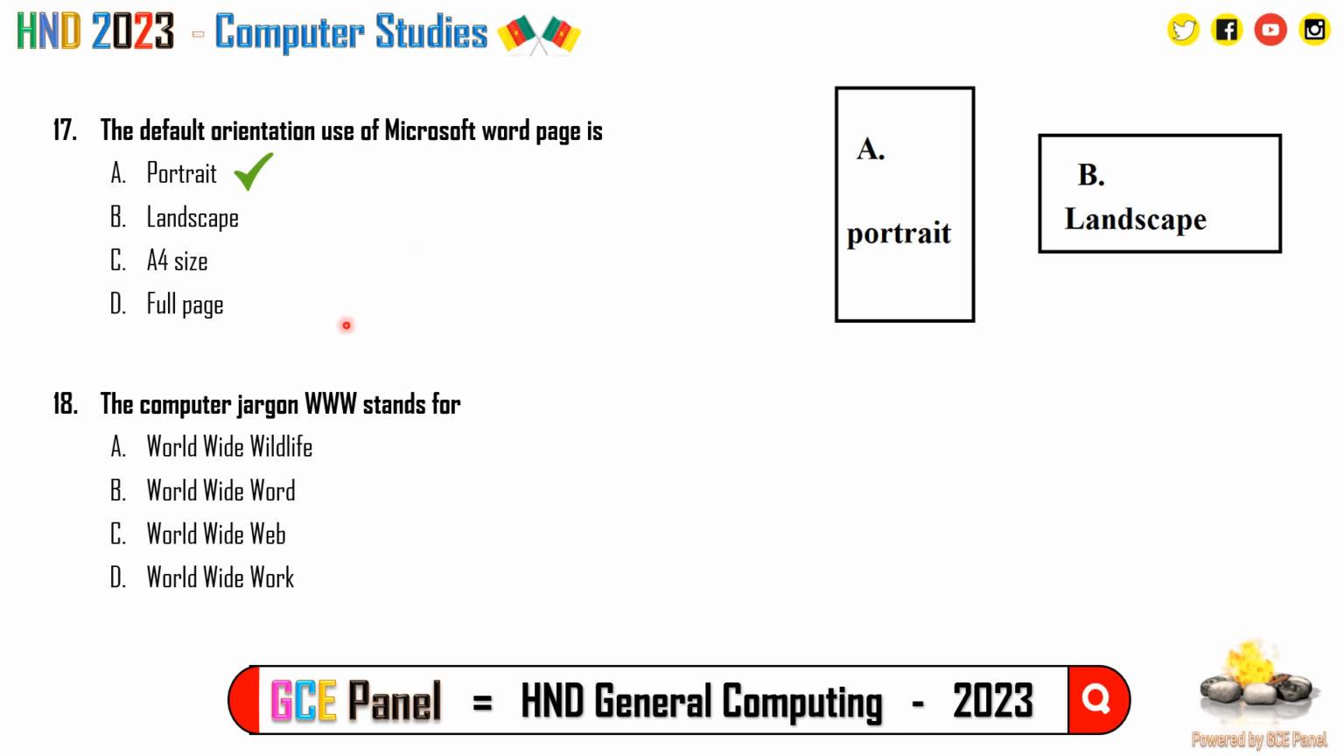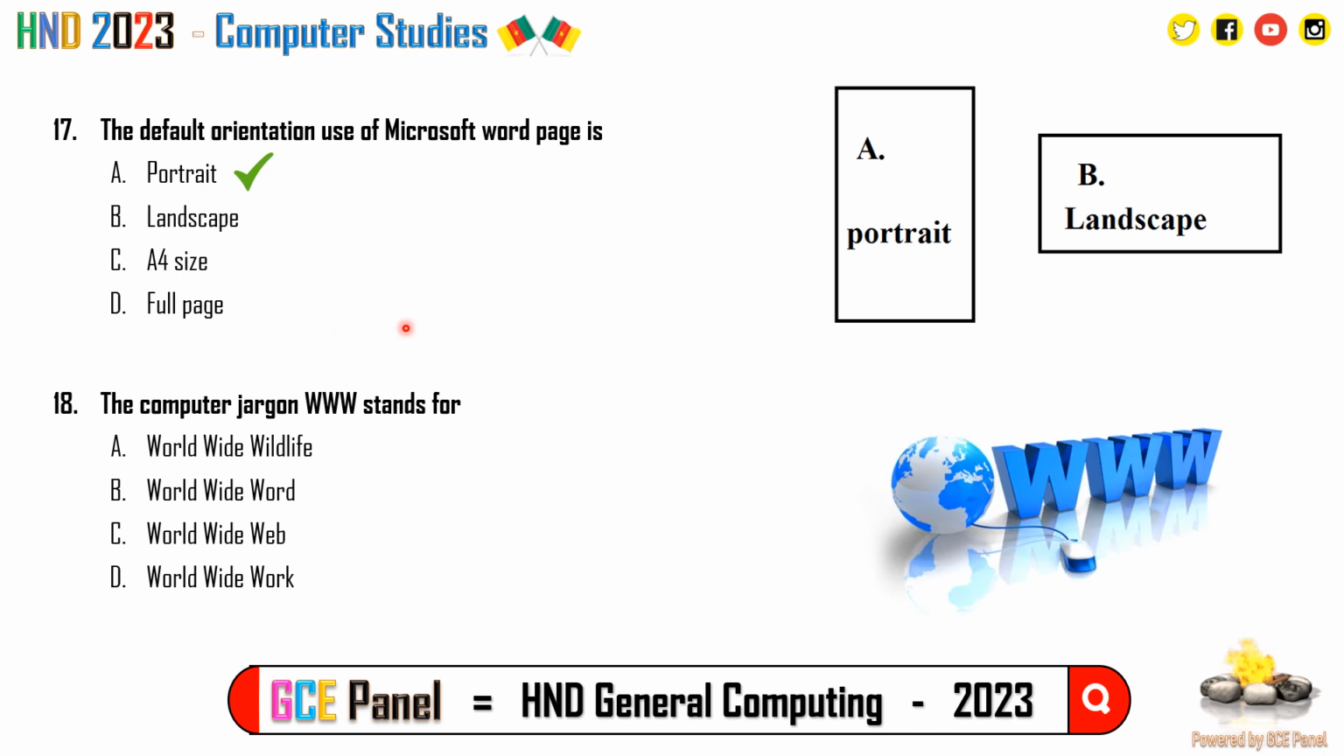Question 18. The computer jargon www stands for. If you look at the terrible answers I've given here: World Wide Wildlife, rubbish; World Wide World, World Wide Web, and World Wide Work. Students will come and take some of this rubbish. So www stands for World Wide Web. Question 19.